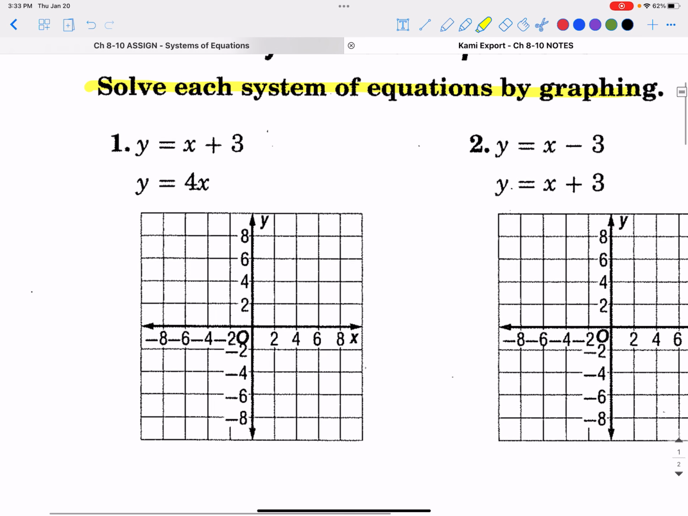Now notice that it tells you to graph it, so they give you a graph. If they don't give you a graph, they're not going to ask you to solve by graphing because you cannot do hand-drawn graphs here. They never line up and you never get the right solution, okay?